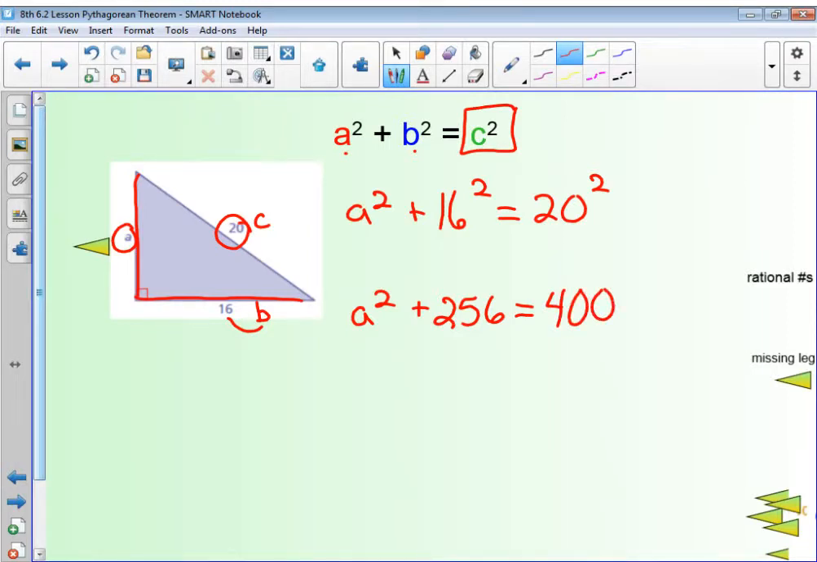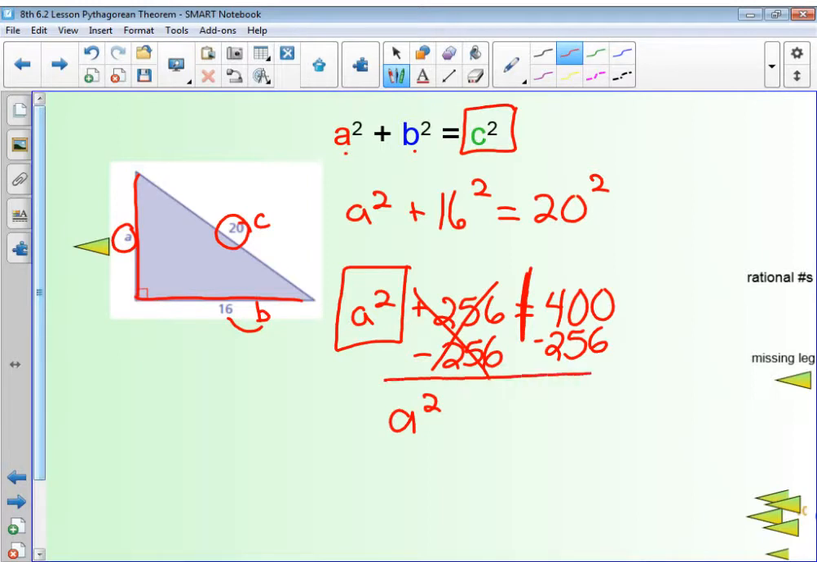So now how is this different? I don't have the A squared by itself. This is the part that's different. We don't get to pick the C side. The A and the B we can flip-flop, but we don't get to pick the C side and substitute in. So we're still trying to get that A squared by itself, which means just like we would do back in chapter 1, we would work to get A by itself. So I'm going to go minus 256. Now I just have the A squared over here, but whatever I do to one side of the equal sign, I have to do to the other side, minus 256. So 400 minus 256 gives me 144.